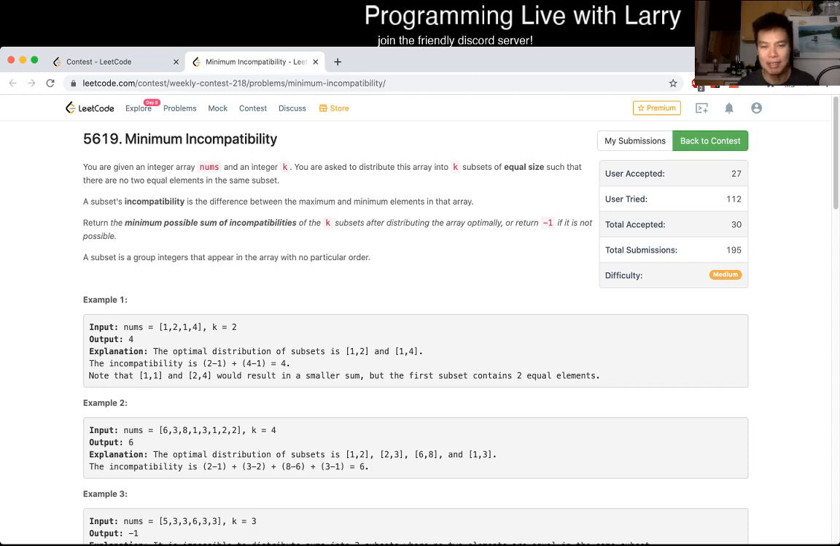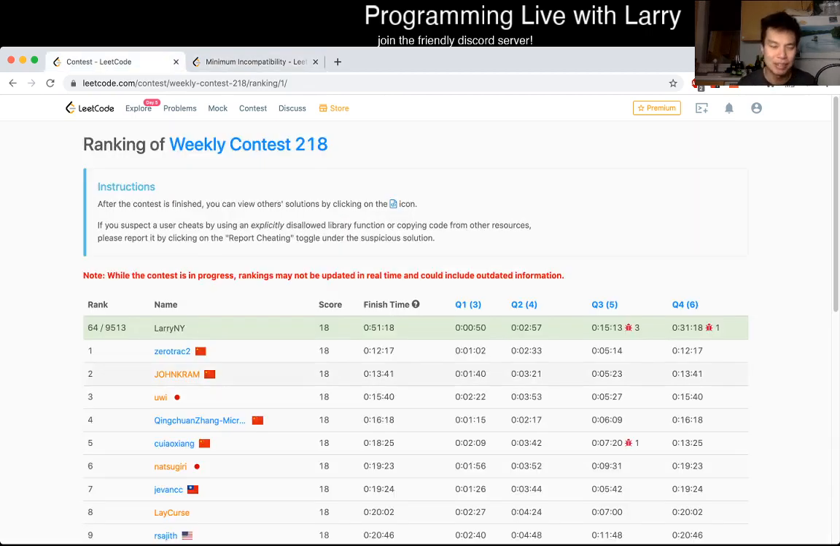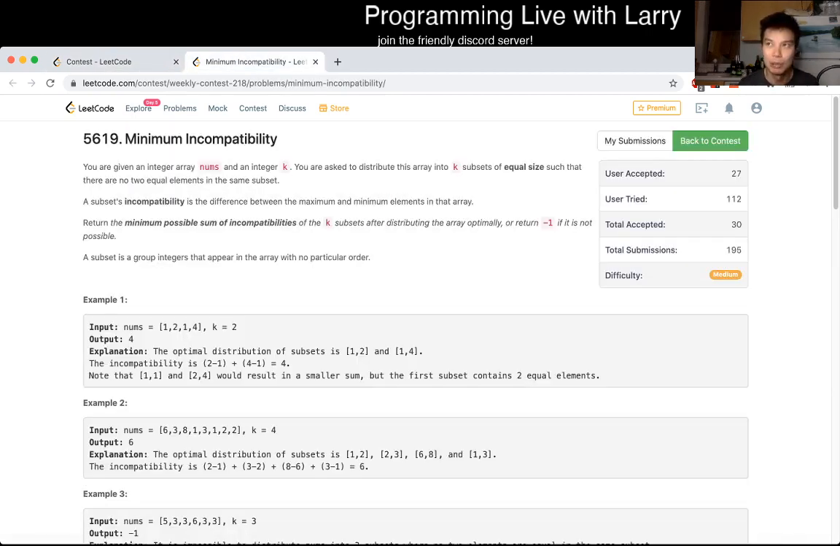I actually ended up having a wrong answer here because I was just dumb. I left in a case that I thought would speed up a base case, but it ended up that it was not necessary. And also it was wrong. So it got me a wrong answer.